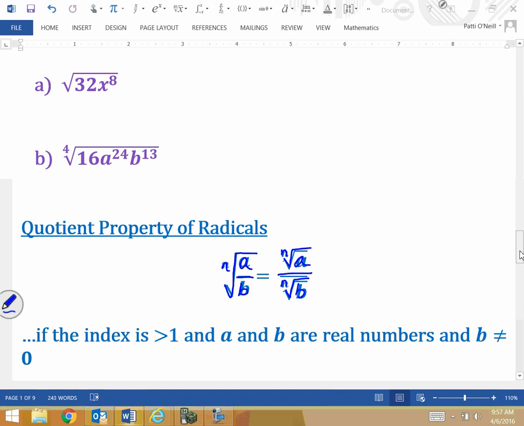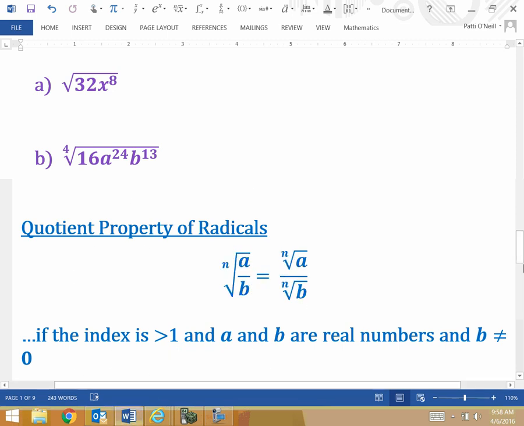And I want you to keep in mind that these properties, because there is an equal sign between them, go both ways. So if I was presented with a problem like this, I could turn it into that scenario as well. Again, we want to make sure that the index is greater than 1, and a and b have to both be real numbers. B can't ever be 0. And why can't b be 0? If you think about that for a second, hopefully you're going to tell me that if b were equal to 0, that would make the denominator of a fraction equal to 0, and that can't happen. We have a situation then that would be undefined. So that's why we have to put that qualifier on whatever that denominator is.